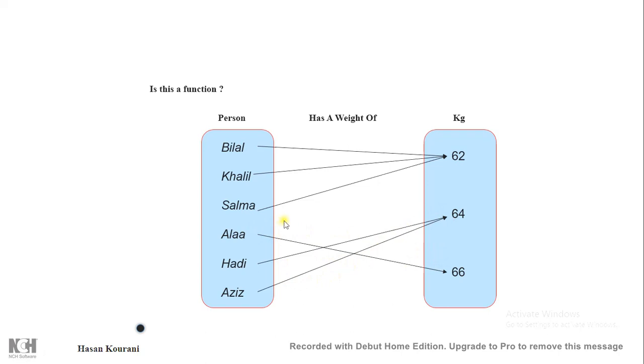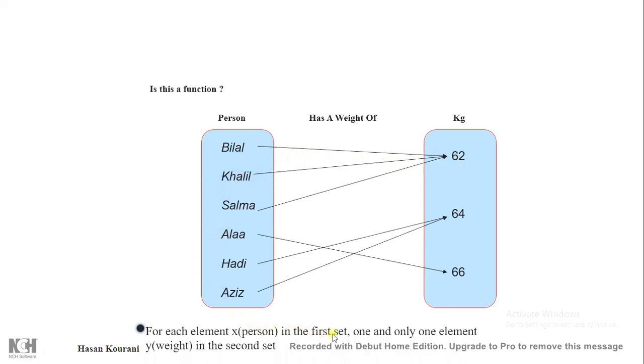As you see, the important idea here now, to know if this relation is a function or not, just ask yourself: is each person or element in the first set related to one and only one element in the second set? And this is true here in this example, since for each element X person in the first set, there is one and only one element or weight in the second set. And this is logical, since each person has one and only one weight. It's impossible to have for the same person two weights at the same time. And by this we can conclude that this relation is a function, in fact.